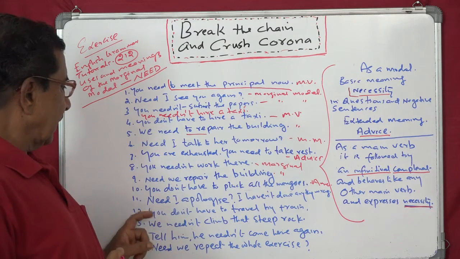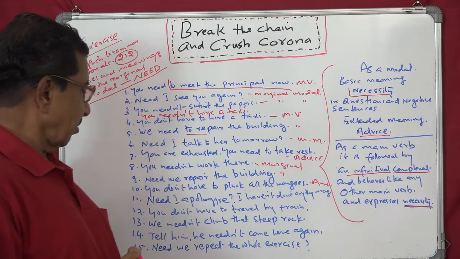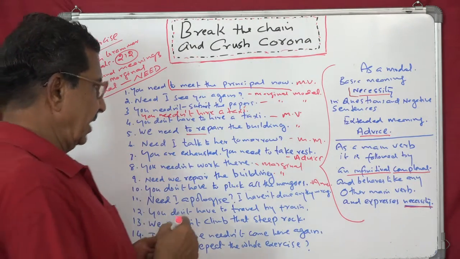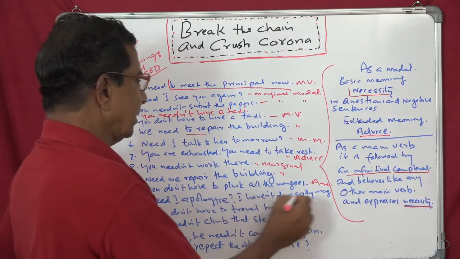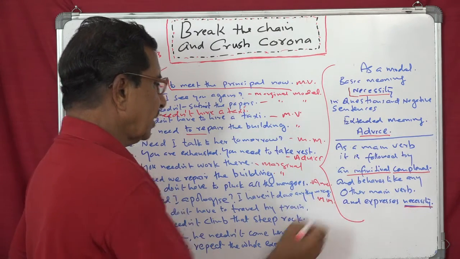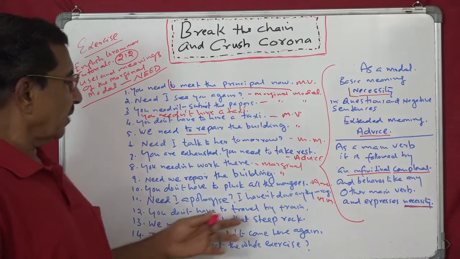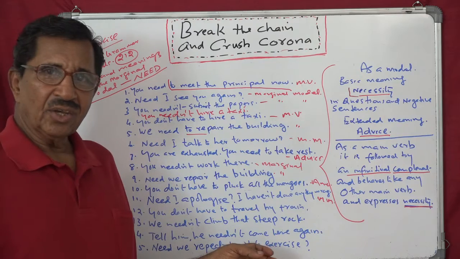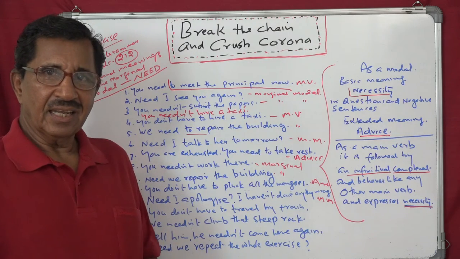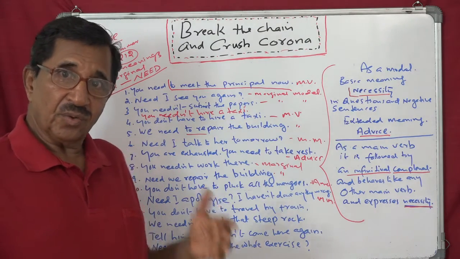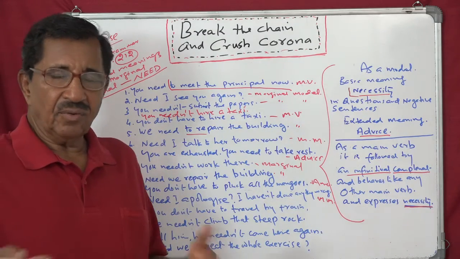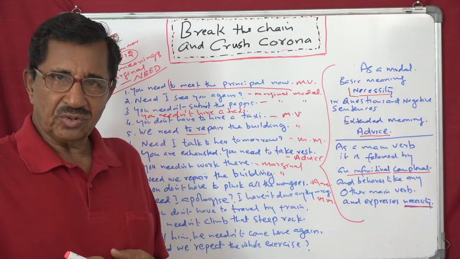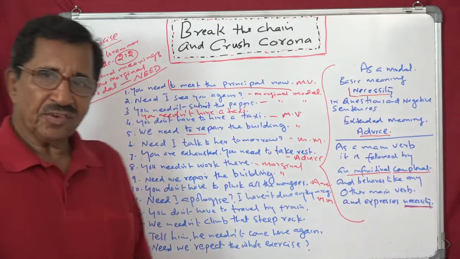Need I apologize? I haven't done anything wrong. Need I apologize? That is a question used as a marginal modal, MM for short. You don't have to travel by train. American, negative. British English will say, you needn't travel by train. Both are perfectly alright and correct. It all depends on which one you like to use. That's the option there, and that is the beauty of English.